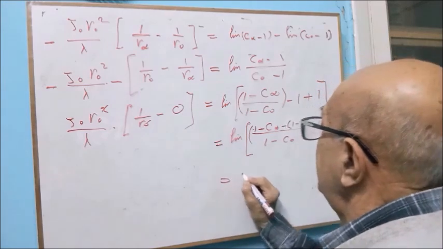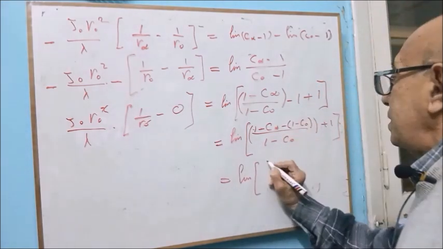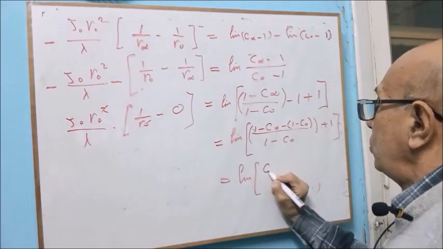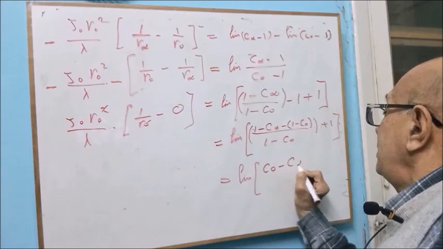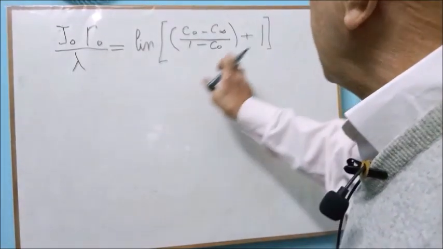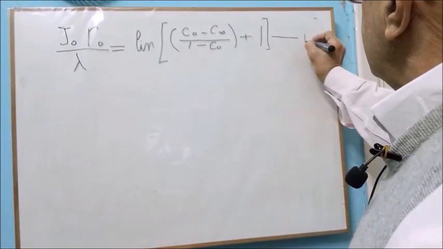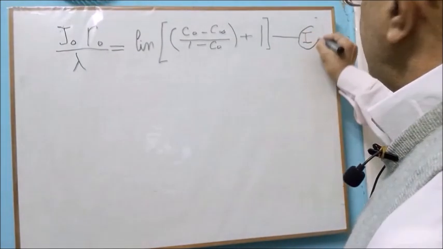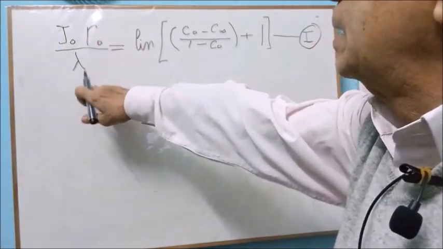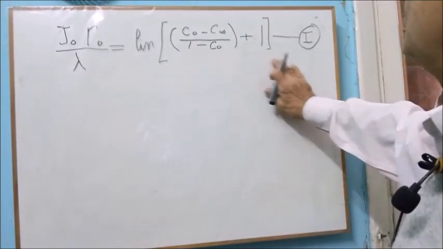Because the minus 1 became, with the denominator, minus 1 minus C0, which yields minus 1 minus 1, that makes nothing. Minus minus C0, so the C0 becomes positive, minus C infinity over 1 minus C0. Plus 1, don't forget the 1. Now let's call this equation 1, the first relation that holds between J0, R0, lambda and the concentration.